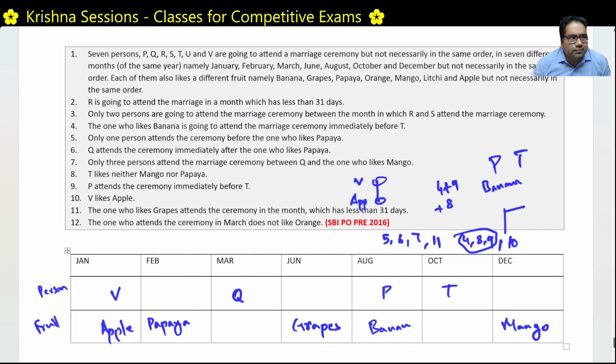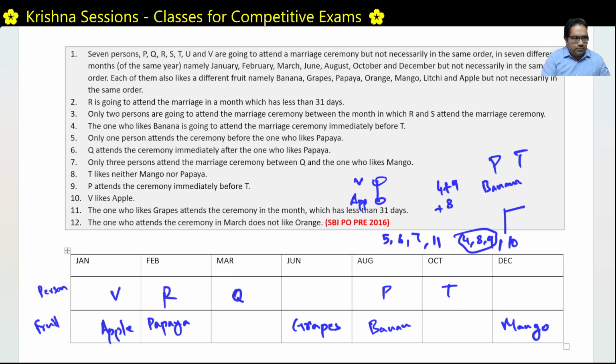Then we had seen one more month, which one is R? R is going to attend marriage in a month which is less than 31 days. Earlier 31 days, grapes was that, right? We had figured that out. Now we are using condition number 2, which is saying R is going to attend the marriage in a month which is less than 31 days. What is the only option? February. February is the only option, right? Only 2 months are less than 31 and one is already taken, right?